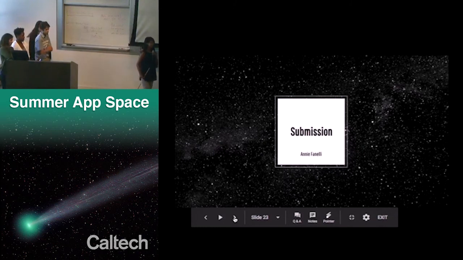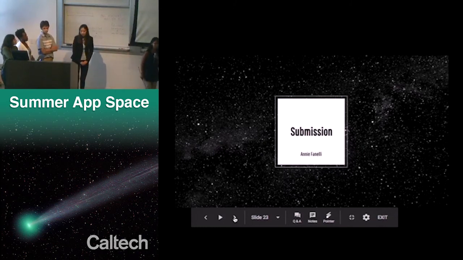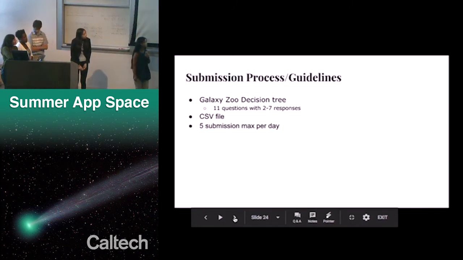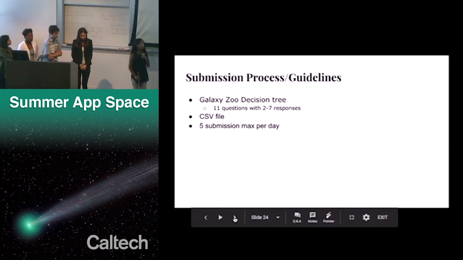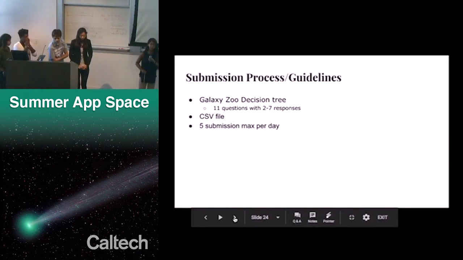Okay, so I'll talk about the submission process and the requirements that we had to fulfill. We had to use the Galaxy Zoo decision tree, which had 11 questions and 2 to 7 responses for each, as my group has said previously. The first question had 3 probabilities that all had to equal 1. And based on the path that the picture went through, the sub-questions had weighted probabilities, as Tiffany said before.